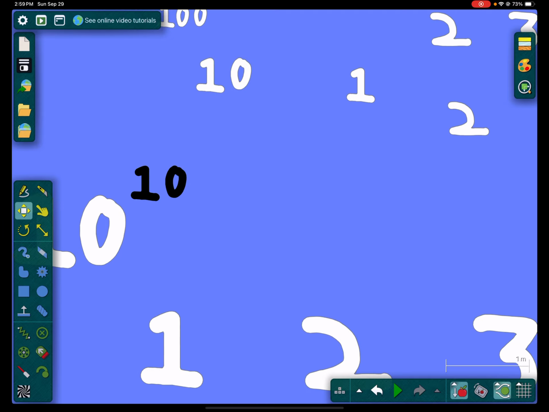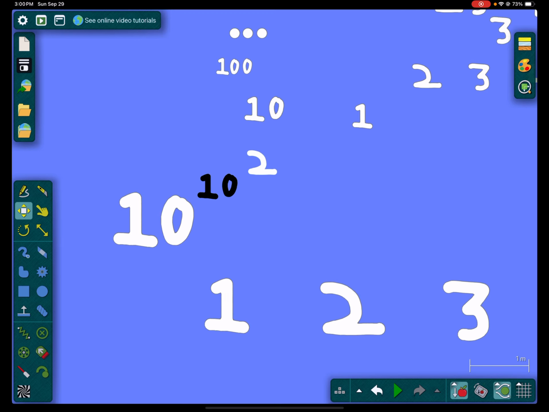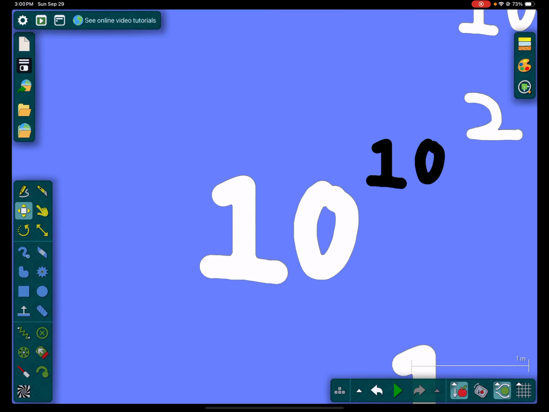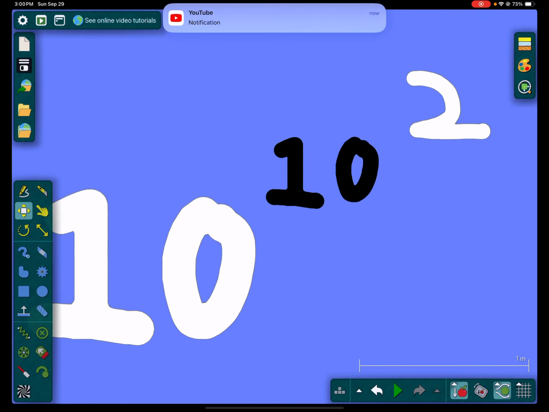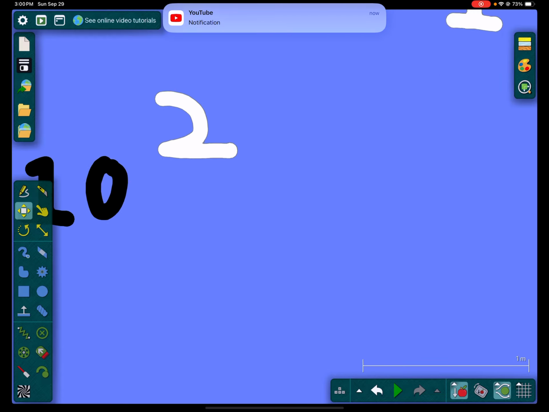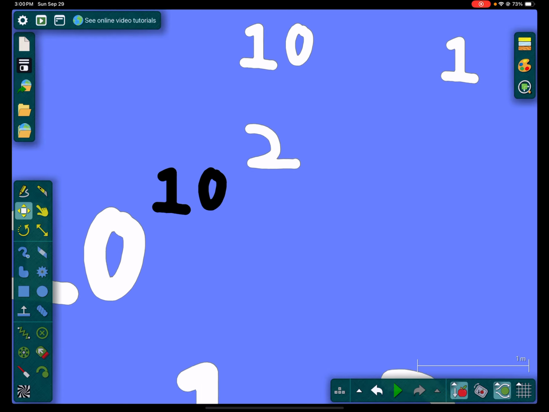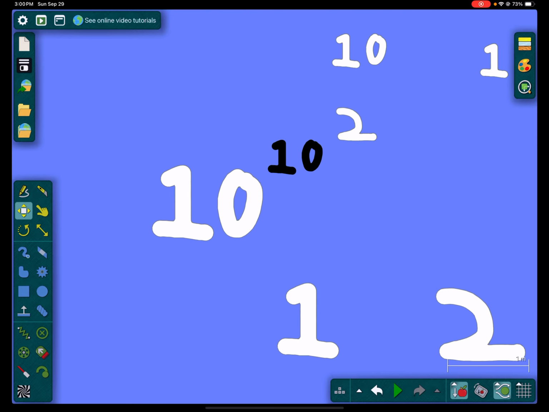Now, if you put 10 to the power of 10 to the power of 2, it's equal to 10 to the power of 100. Think of it this way: 10 to the power of 2 is 100. So 10 to the power of 10 to the power of 2 would be 10 to the power of 100, because you're squaring 10 to the power of 10.